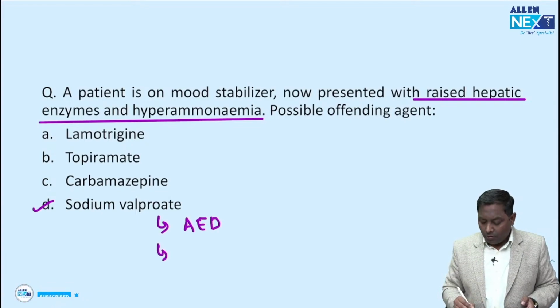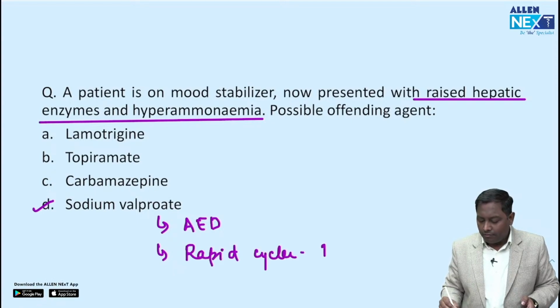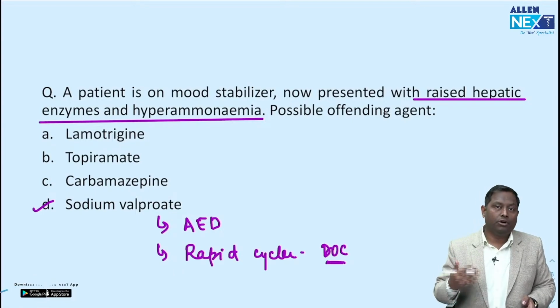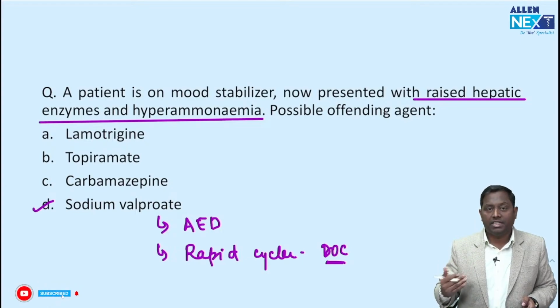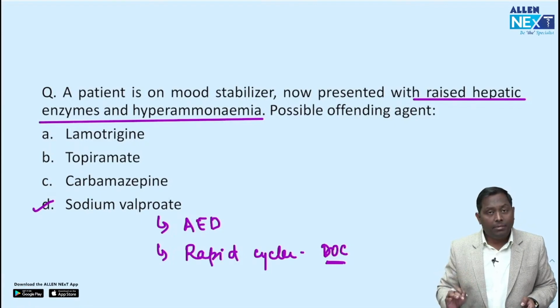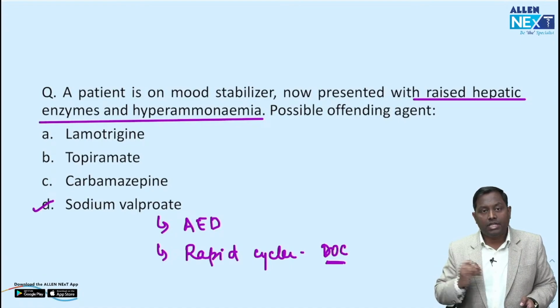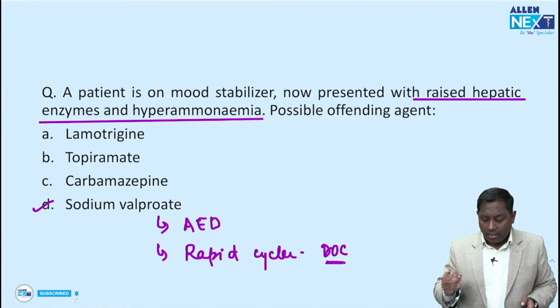Do you guys know that in a patient with a rapid cycler it is also considered a drug of choice? In bipolar disorder patients, in the rapid cycler phase, if there are more than 4 episodes in 1 year, we call them rapid cyclers. It is the drug of choice there too, and it's highly hepatotoxic. So an antiepileptic drug causing hyperammonemia or CNS-like symptoms because of increased liver enzymes, definitely it's going to be your sodium valproate.